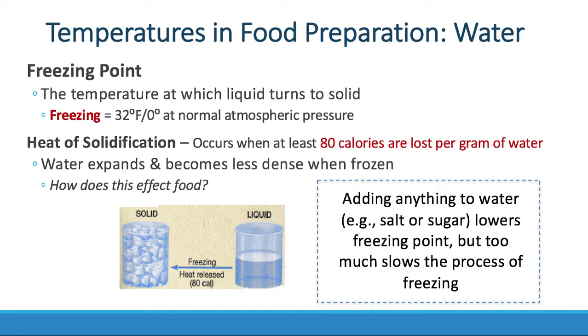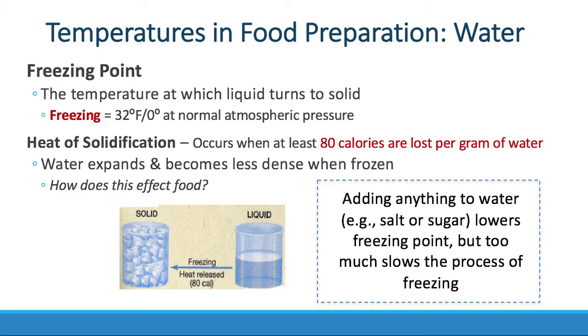So this can happen at 32 degrees Fahrenheit. 32 degrees Fahrenheit is the freezing point of water. So that temperature where liquid is able to turn to a solid. Right. So this is done by releasing that 80 calories per gram of water. And this is known as the heat of solidification. So the heat of solidification is that amount of heat or the amount of energy in the form of calories that's released for a substance to turn into a solid. So for water, it is that 80 calories per gram.